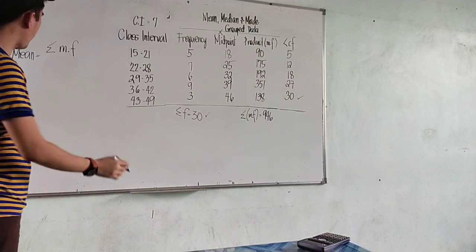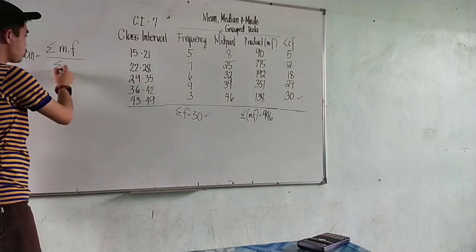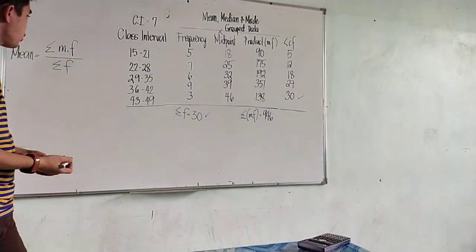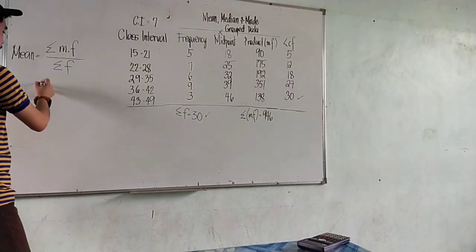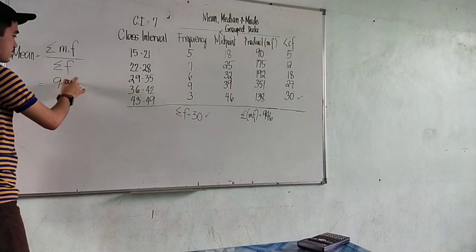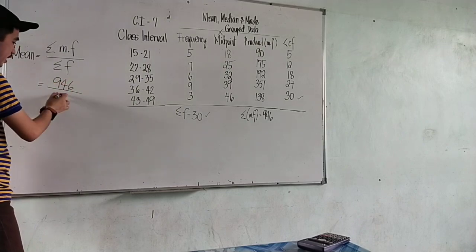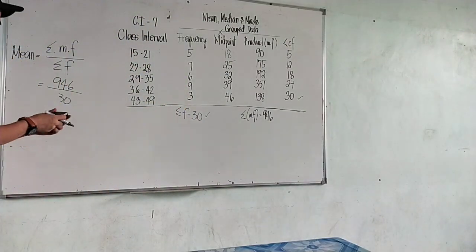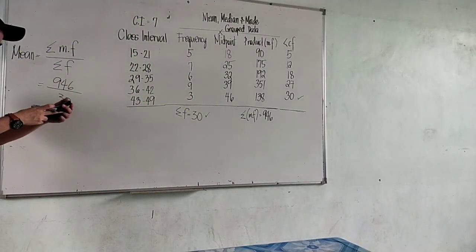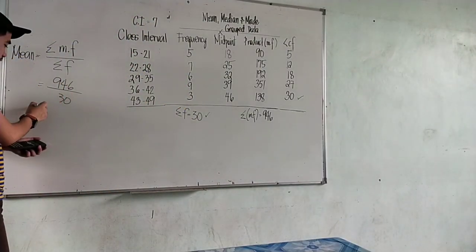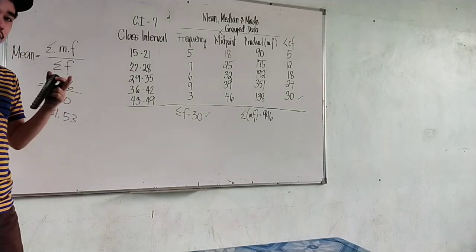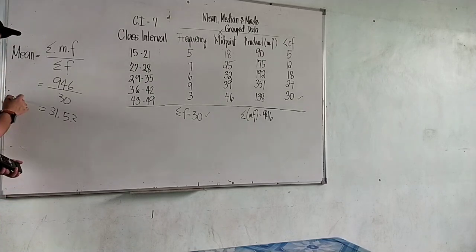So, let's move forward. We have here summation frequency or the N. Pwede rin pong N. Okay? So, here our numerator is 946. And our denominator is 30. So, gawin po natin sa calculator. So, we have here 946 divided 30. We have 31.53. This is our mean estimate. Okay, so, meron na po tayong mean.